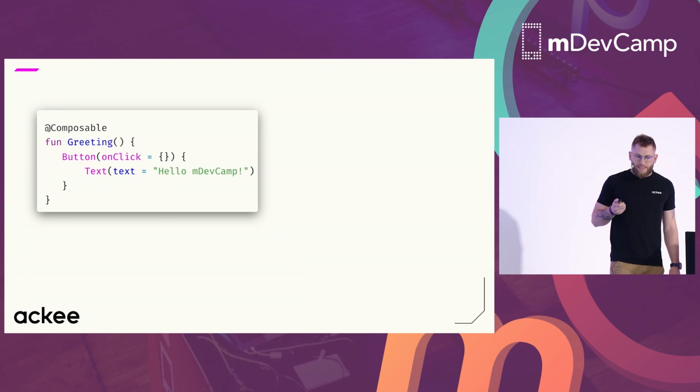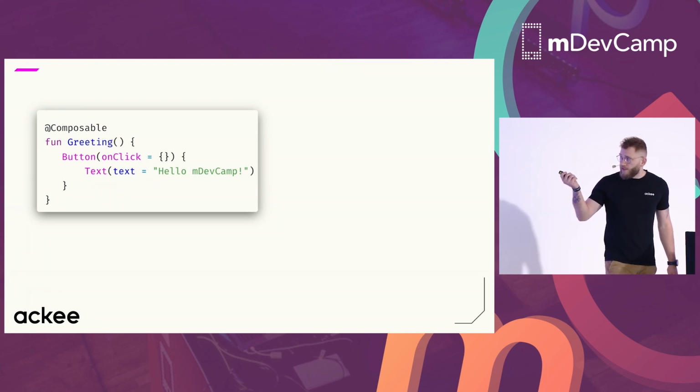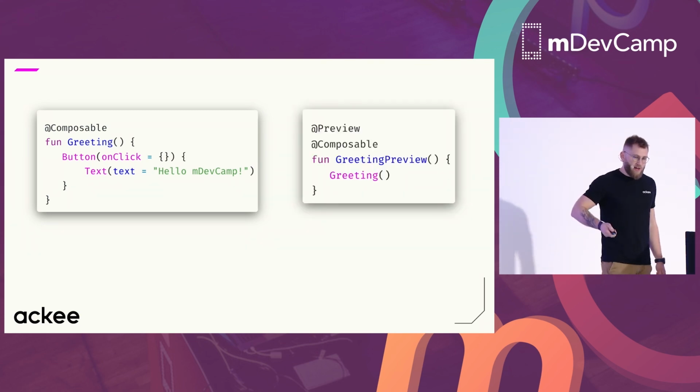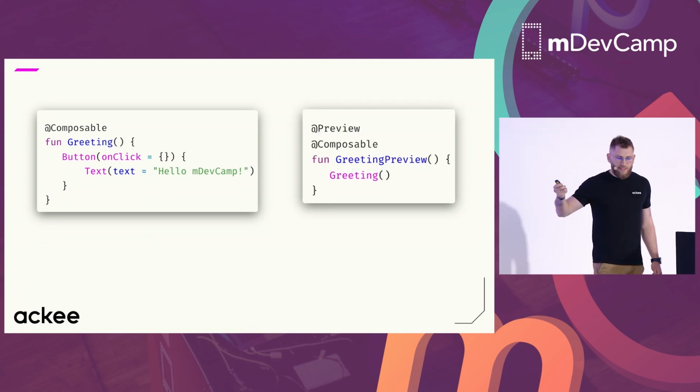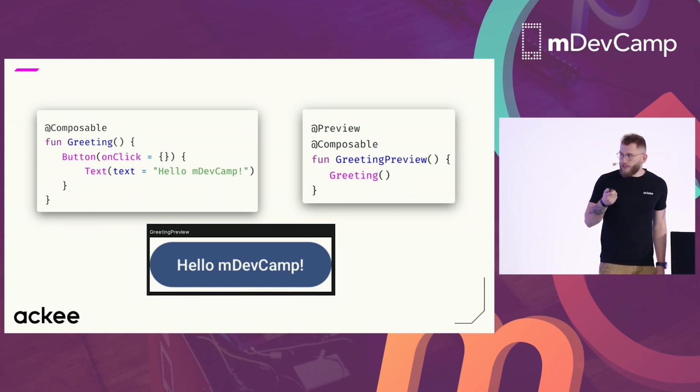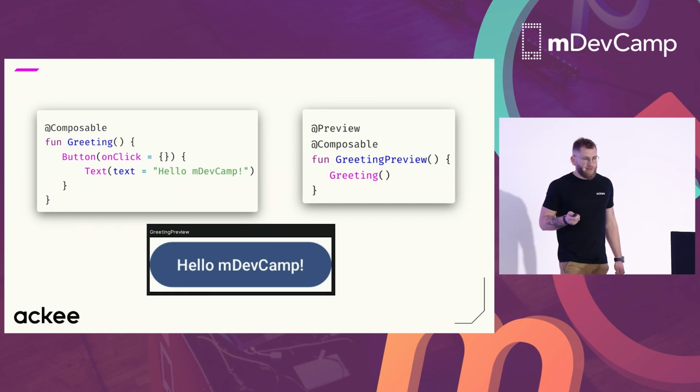For example, if I have this simple composable function that contains a button with some text, I can create a preview for it so we can better visualize it, and it looks something like this. And then imagine that I would like to take a screenshot of this composable function.